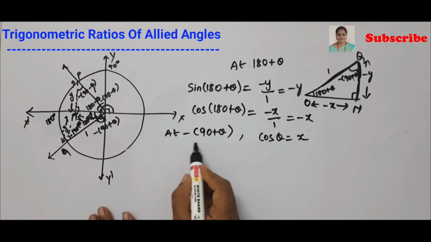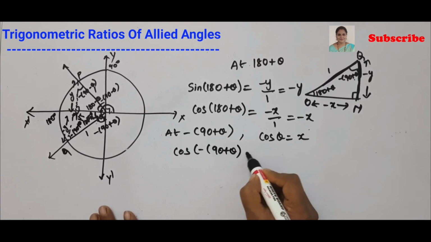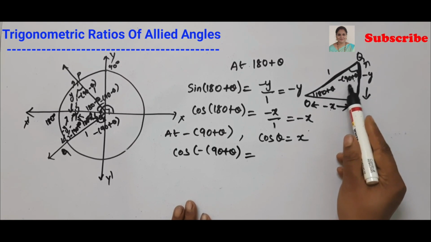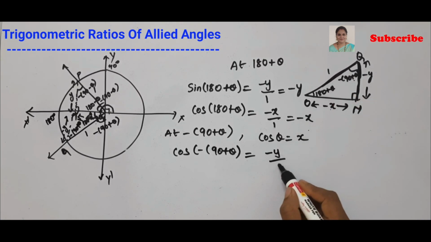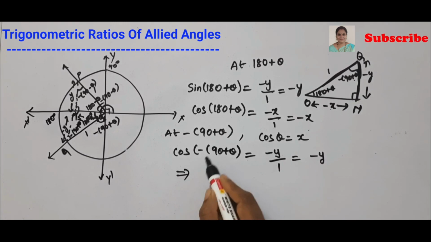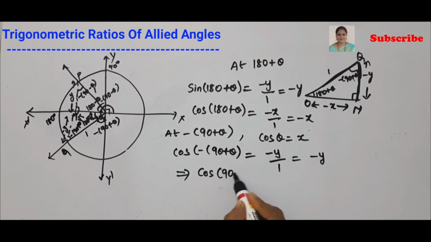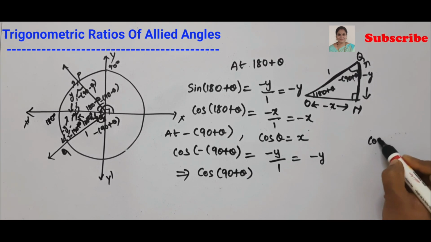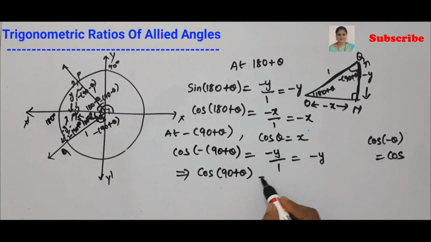Now let us calculate cos of minus 90 plus theta, which is nothing but the adjacent side to this angle, minus of 90 plus theta. Adjacent side to this angle is minus y. So this becomes minus y by hypotenuse. This is 1. So this is equal to minus y. Now cos of minus theta is cos theta. So write down cos 90 plus theta. That is, if we take this whole angle 90 plus theta as angle theta, then we learned that cos of minus theta is equal to cos theta, is it not? So this becomes cos of 90 plus theta is equal to minus y.